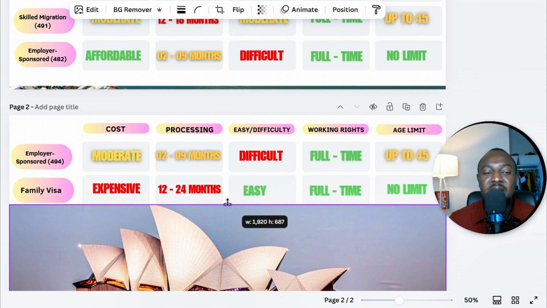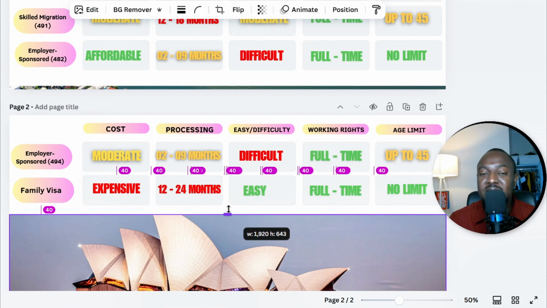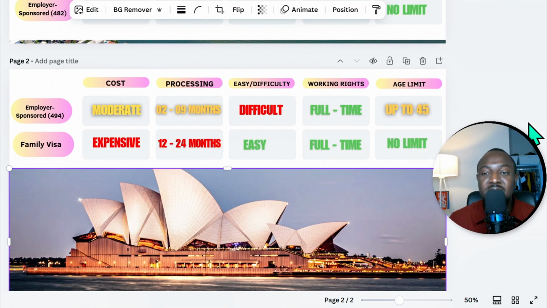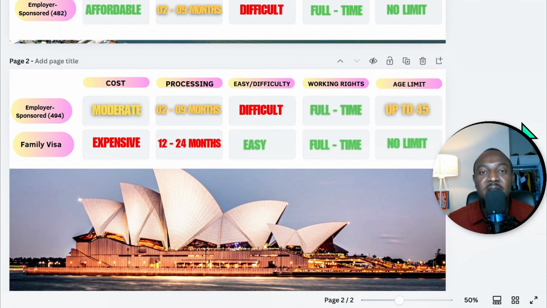And last but not the least, we have the family visa. This is by far the easiest visa. Okay, so family visa is when you are in a relationship with an Australian permanent resident or citizen. Let's say for example, a partner visa. So if you're applying for a partner visa, this means you're in a relationship with an Australian permanent resident or citizen, and you can be either married or de facto.